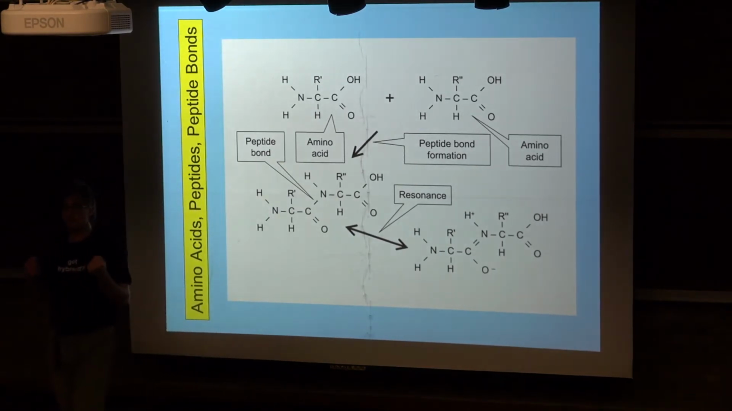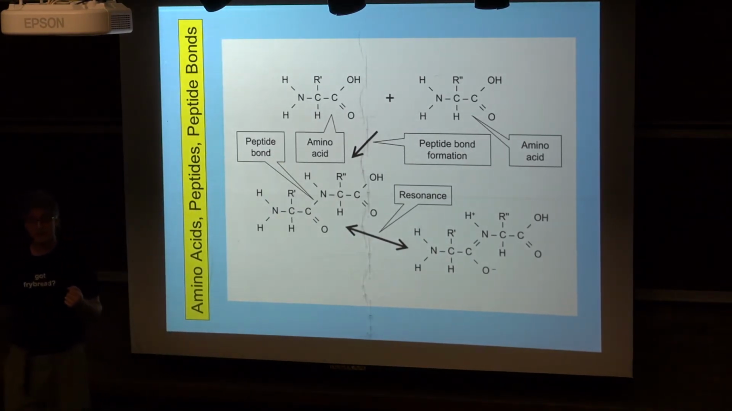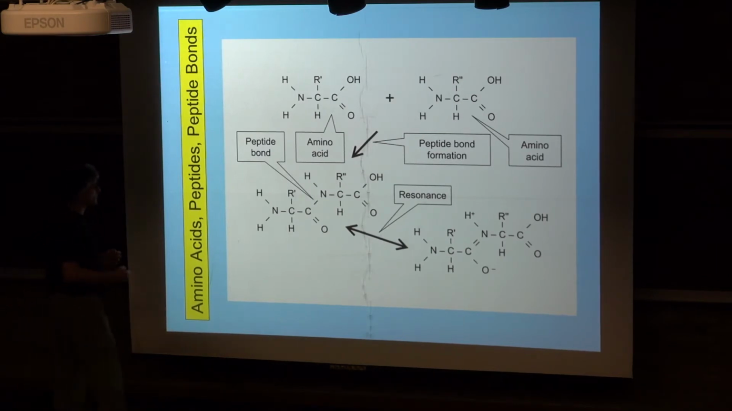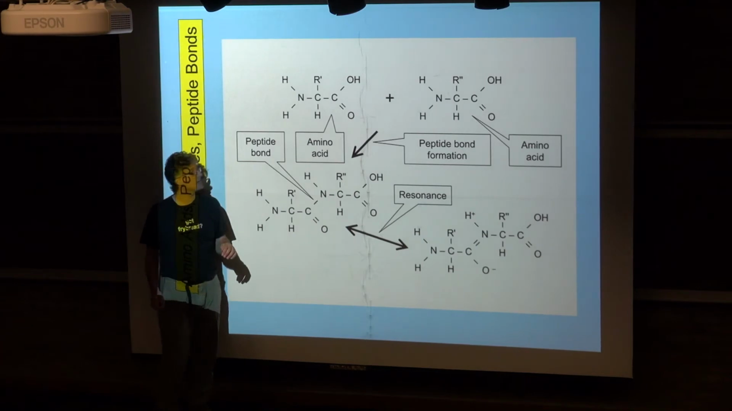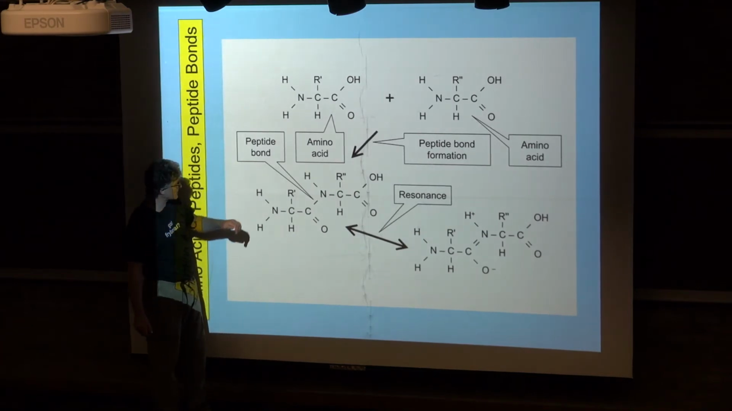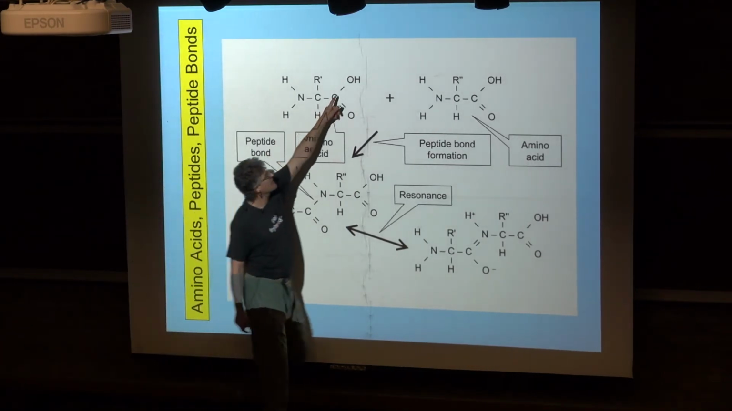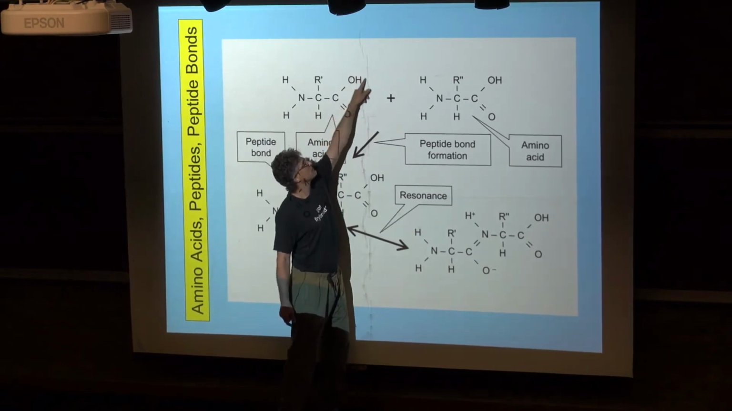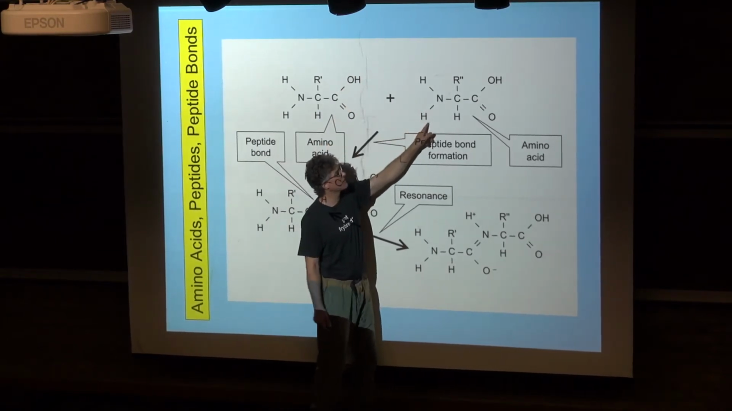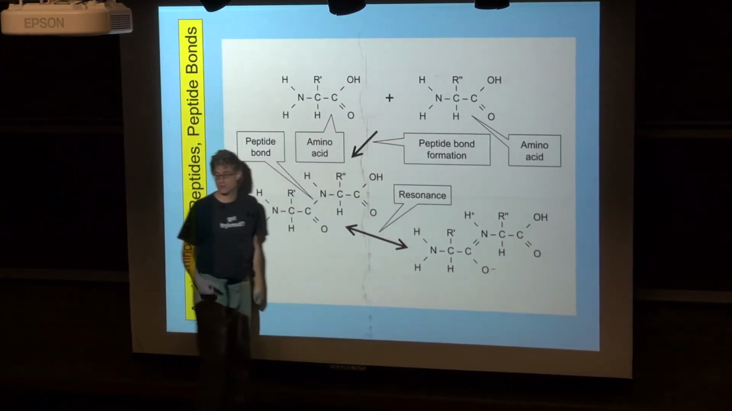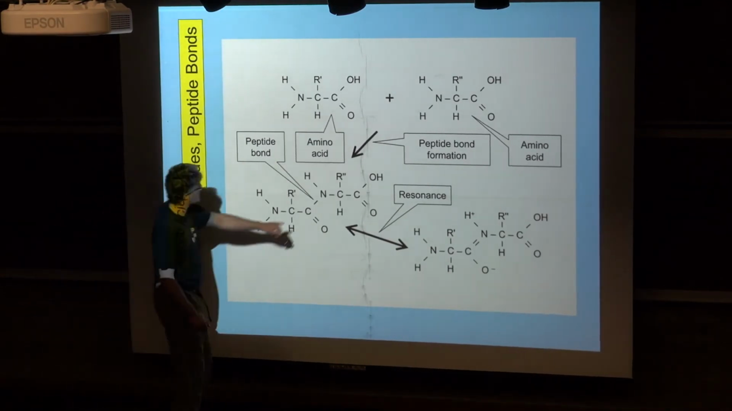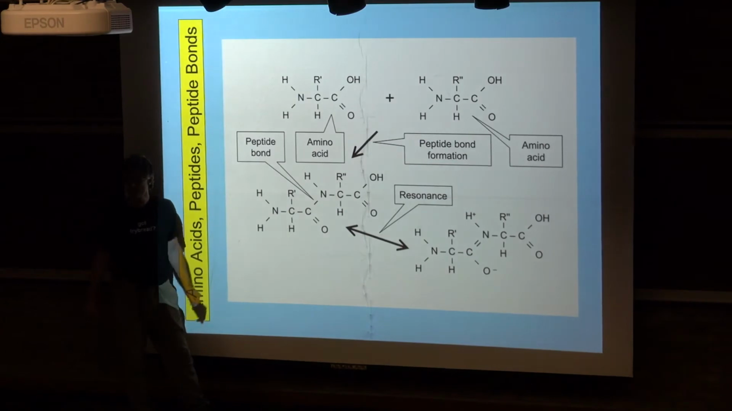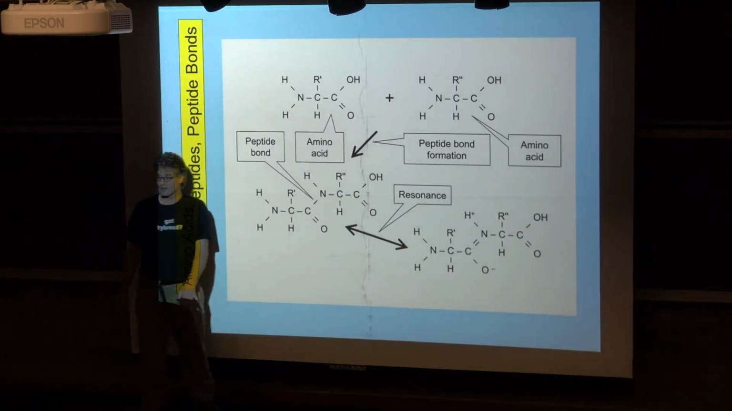Now, when you're linking together the amino acids to make a polypeptide, what you do is you form a peptide bond. And this is an example of dehydration synthesis. So what's happening is you're taking out that OH, and you're taking out that H, removing a water molecule, dehydration synthesis, and you're left with a bond. And that's the bond there, and that's called a peptide bond.